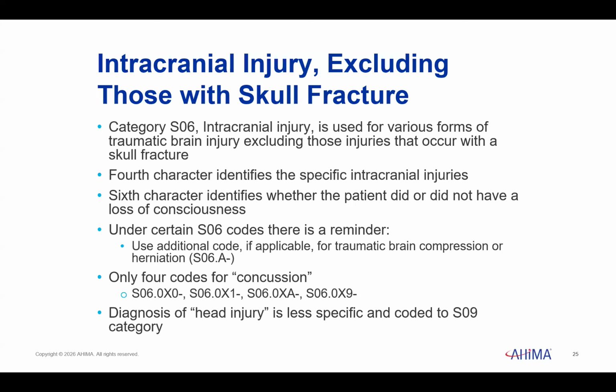Intracranial injuries are very serious, and this goes to code category S06. This covers all the traumatic brain injuries, excluding those with a skull fracture. These characters identify the type and loss of consciousness status. Also, bear in mind, concussions only have a few specific code options, and a head injury is less specific. And this often gets coded to S09, depending on the documentation.